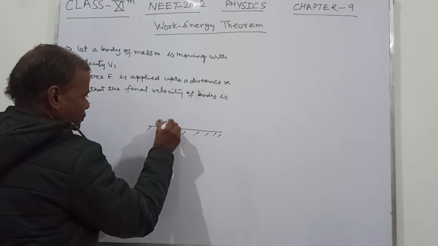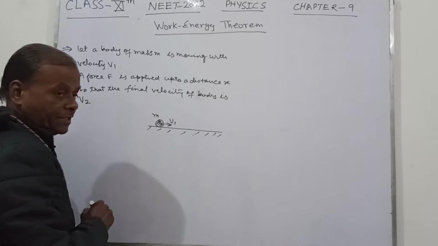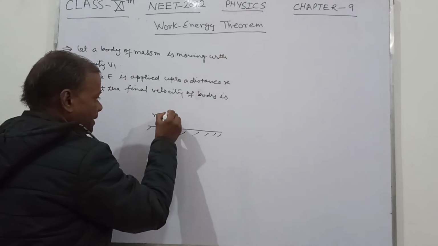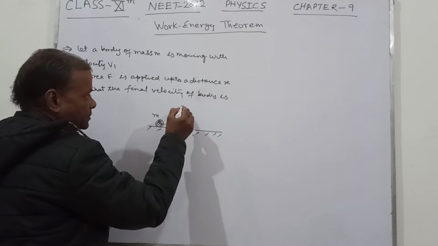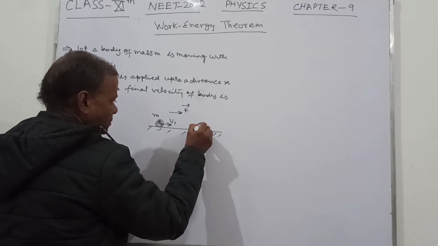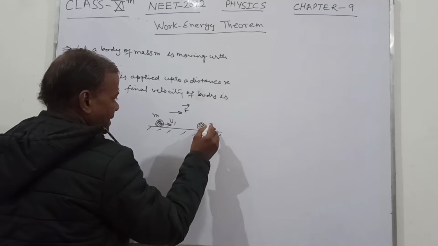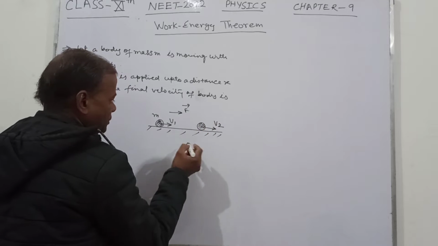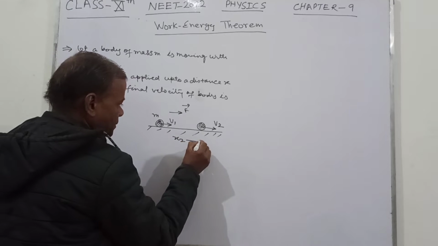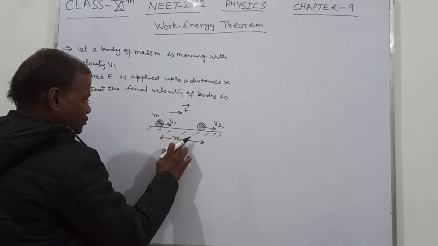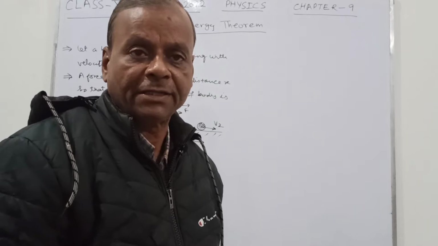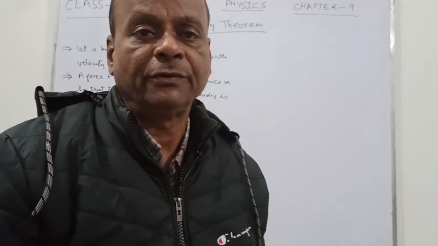So now what we are having, this is a body. This is moving with velocity v1. Its mass is m. And now let's say force F is applied on it in this direction. This is now the force. So the body moves to a distance x such that its velocity becomes v2. This distance is x. It means that the force is applied in the direction of the velocity, so the velocity will increase.